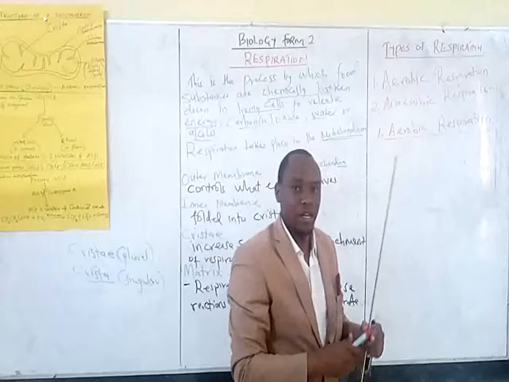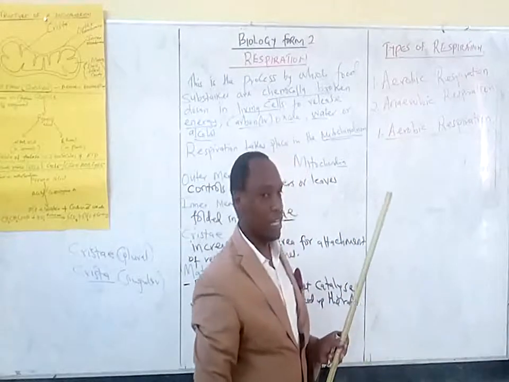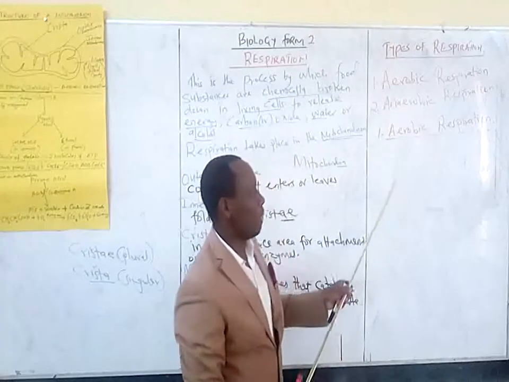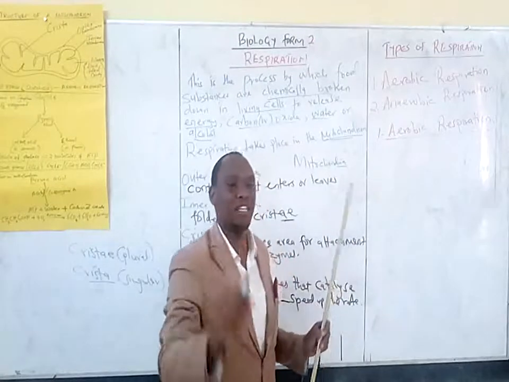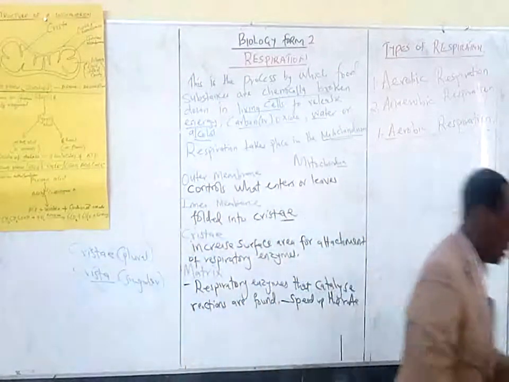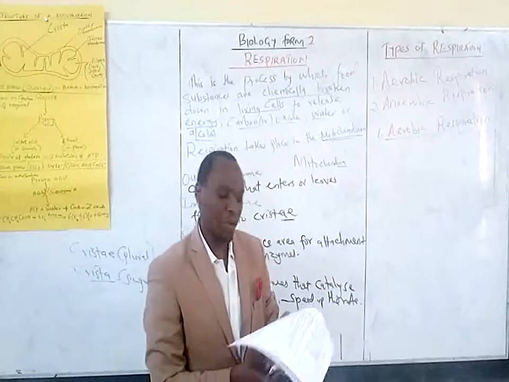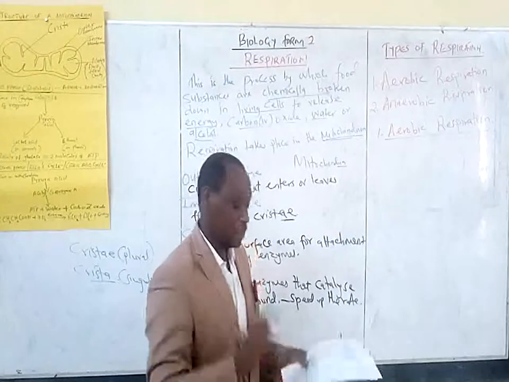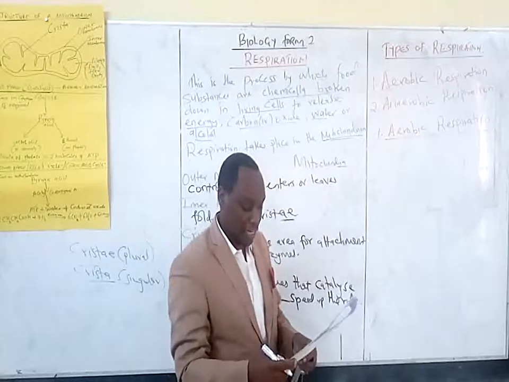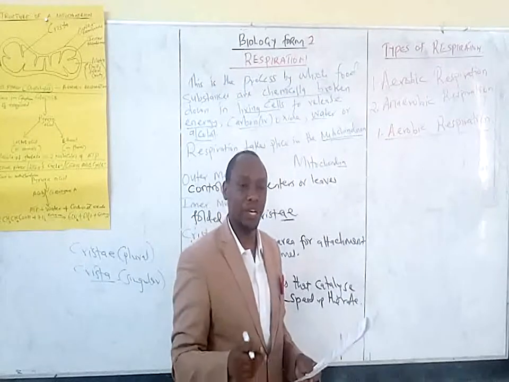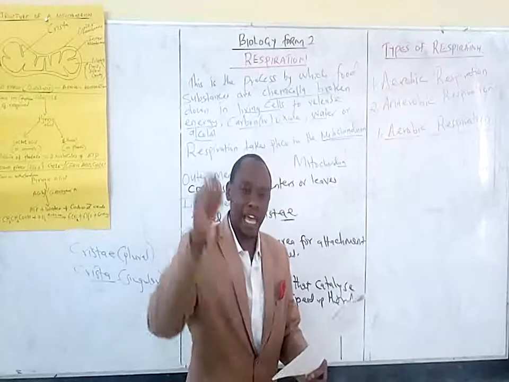Aerobic respiration is basically the process by which food is broken down to release energy in the presence of oxygen. That is the difference. In aerobic respiration, food is broken down, and this food can be glucose. It can also be amino acids that have been broken down after digestion. They are broken down in the presence of oxygen to release energy, water, and carbon dioxide.